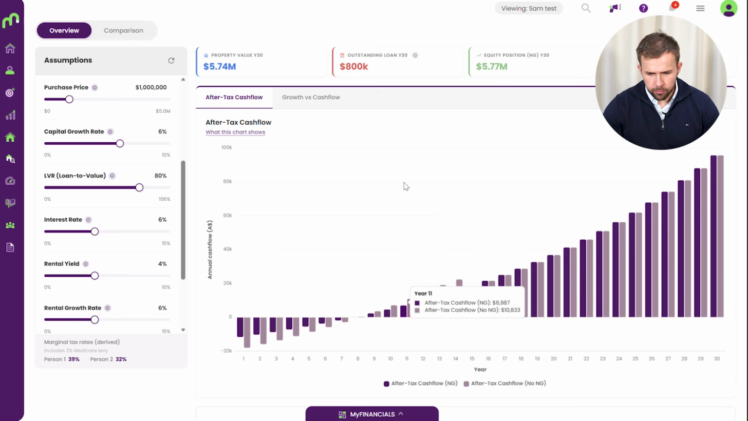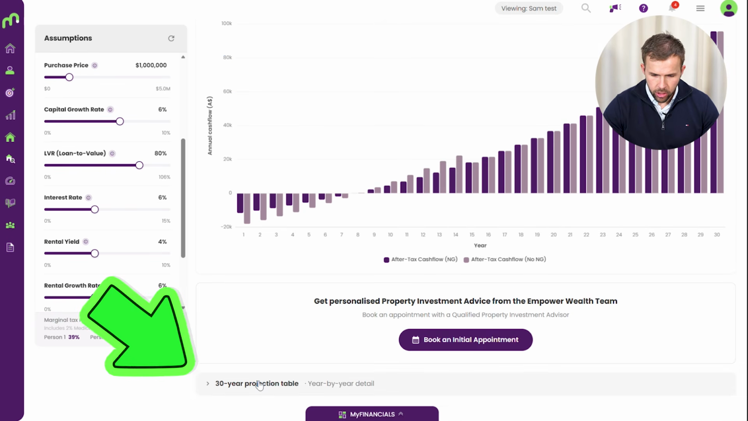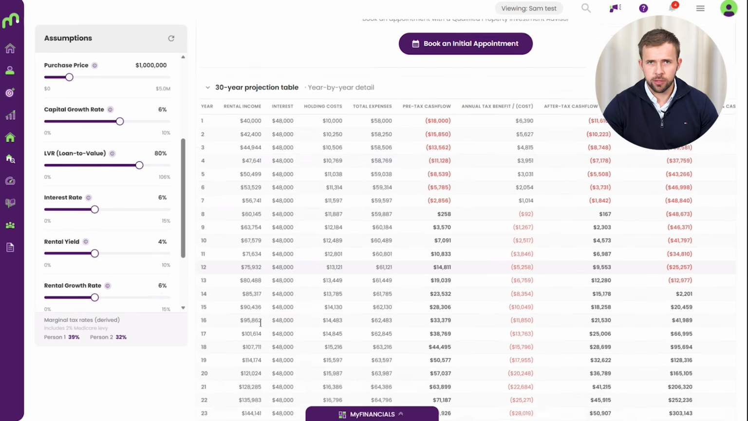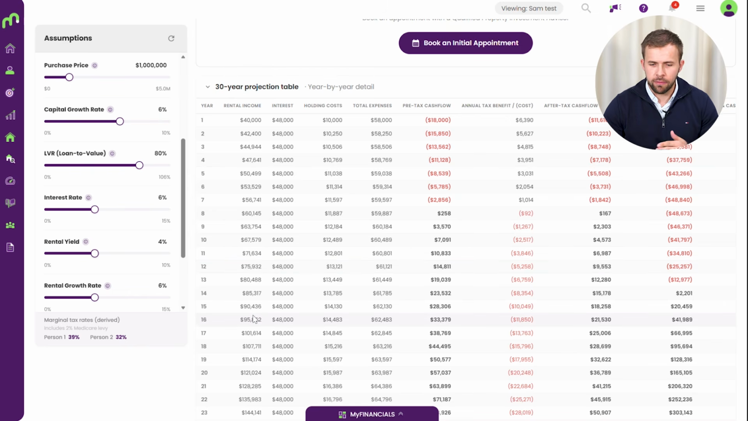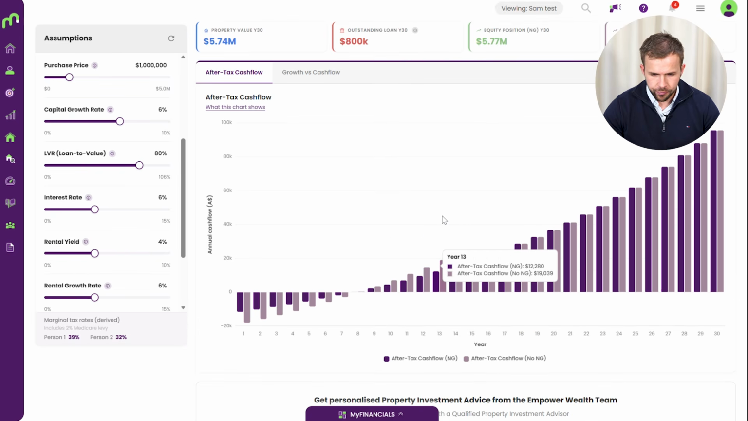Now at the bottom here, we do have this 30-year projection table. So for the real data nerds that want to go through and have a look at the different information line by line, go for it. That's where I like to hang out as well. But we won't go through that in fine detail. Let's just stick to the chart here for now.